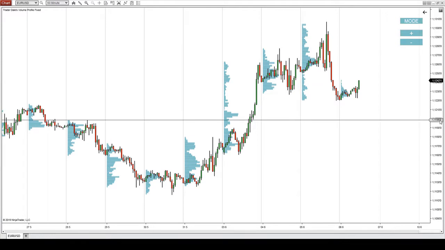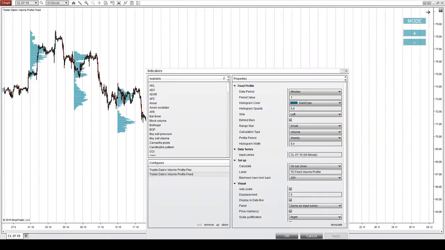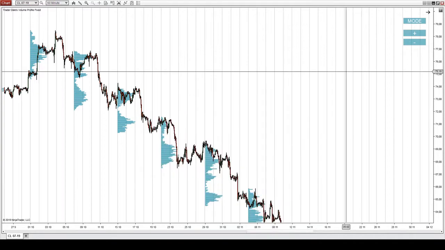Alright, so that's for the daily profiles. You can apply the same logic, you can read the charts the same way with different profiles, also with different settings. So let me show you some examples. So I switched to another chart and to another profile period. This chart is the crude oil, the futures. It is still 60 minutes chart, and I used the weekly profiles. So let's have a look at it.